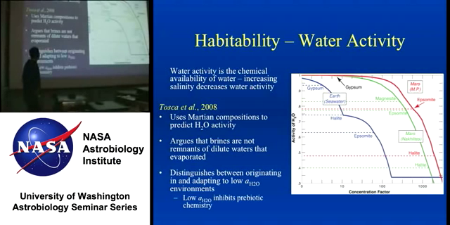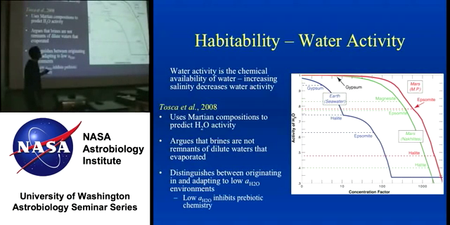And then, this is the other important point, he distinguishes between originating in and adapting to a low water activity environment. Essentially, his argument is that low activity of water inhibits prebiotic chemistry. And so if life were to try to get started, it would not do so very well in a low water activity environment.